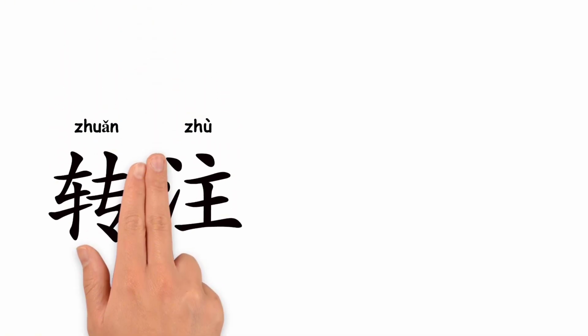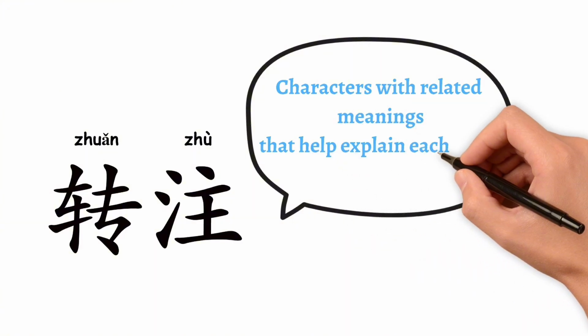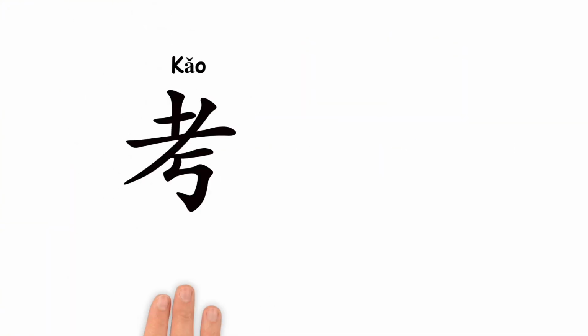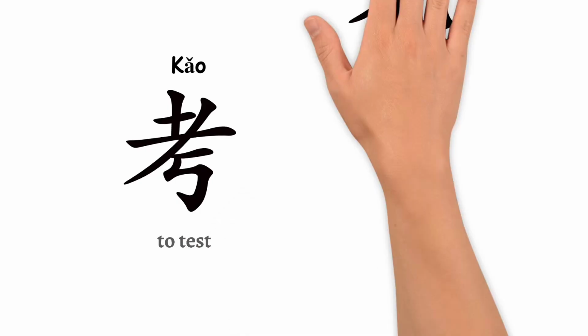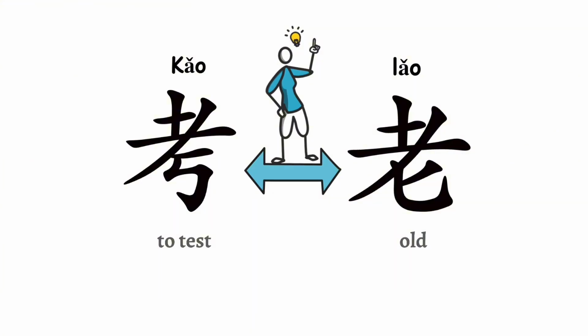转注 is tricky to explain. It means characters that explain each other, often with a similar meaning. For example, 考, to test, and 老, old. Originally, they were connected in meaning about experience and wisdom.